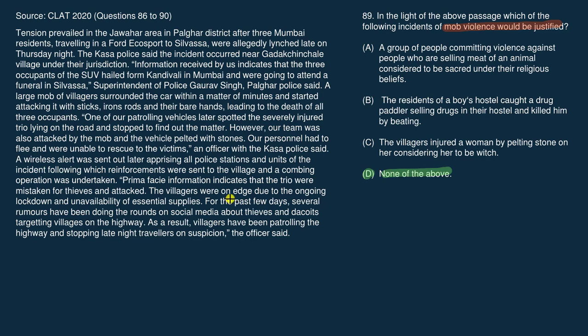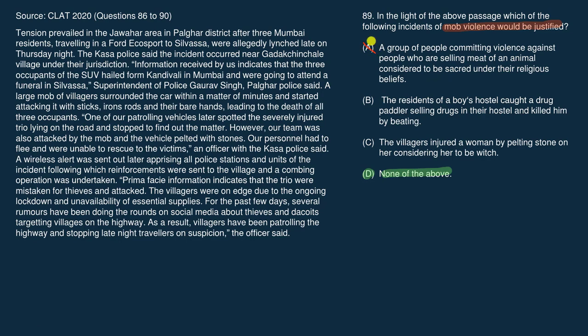You guys are preparing for the CLAT to become a lawyer. If mob violence can be justified, why are you there? Why should there be a legal system in the country? In what case can mob violence be justified? What if, let's say, some other country came and attacked? Even then, what justifies violence? Nothing justifies mob violence. A group of people committing violence against the people who are selling meat, or look, please don't.